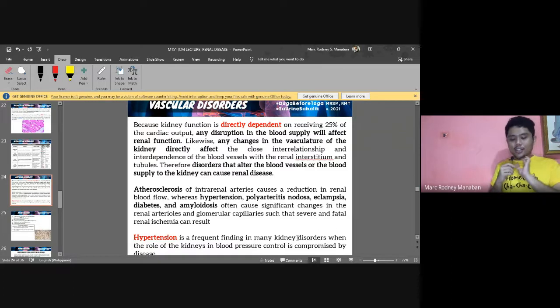And hypertension, good years, is the frequent finding in many kidney disorders. All right, when there is damage or a change in the ability of the kidneys to alter the blood pressure. And among the chronic disorders, good years, na dili mga secondary disorders that can lead to renal disease, diabetes and hypertension, yun ang pinaka-common na makakause of complications sa kidneys. All right, so diabetes and hypertension, the two most common chronic disorders that can cause renal disease. Okay, all right, so that's for your vascular disorders.